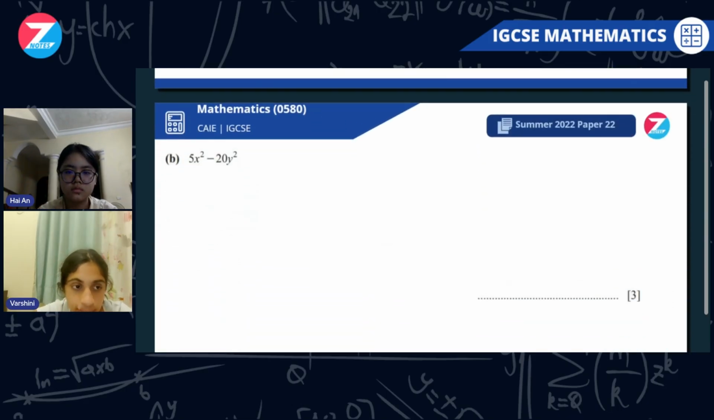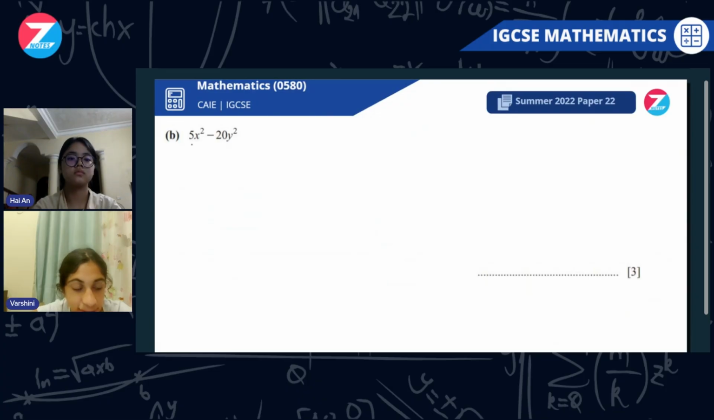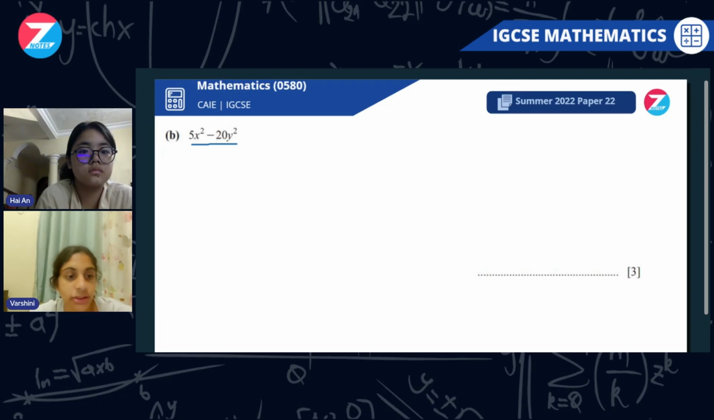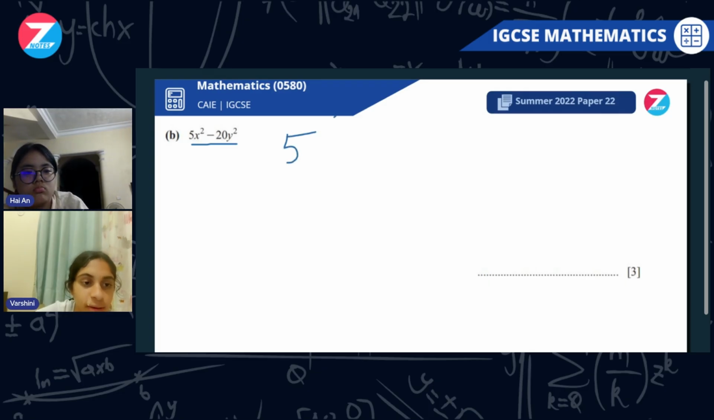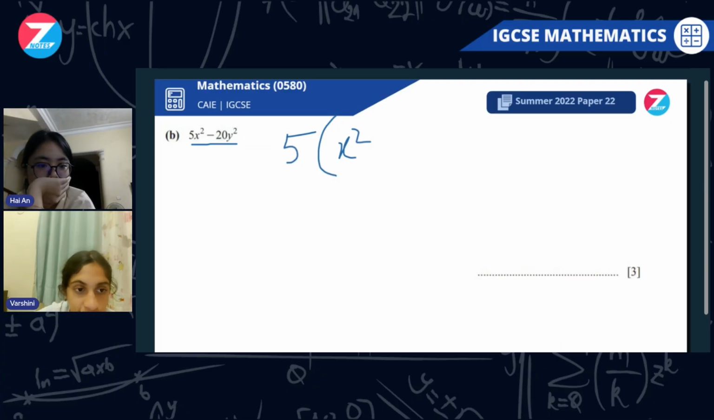Okay, part B. We need to factorize this: 5x squared minus 20y squared. So we know that, first of all, this looks similar. First of all, we can take out 5. We know x squared and y squared don't go, but we do know that 5 goes into 5 and 5 goes into 20. So if we take out 5, we're going to get x squared, because if you divide 5x squared by 5, you'll get x squared. And if you divide minus 20 by 5, you're going to get minus 4. So it's going to be minus 4y squared.